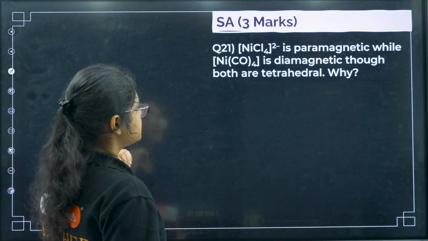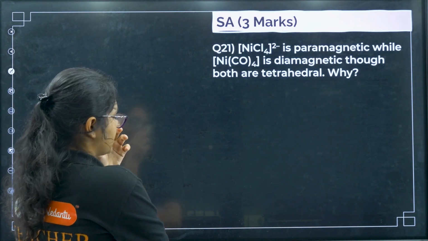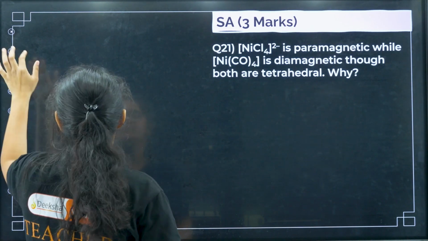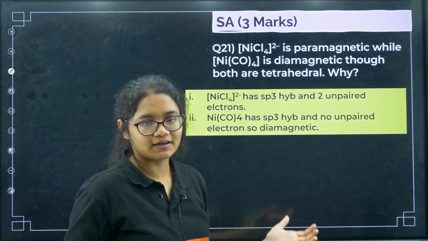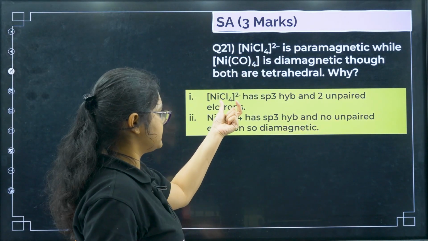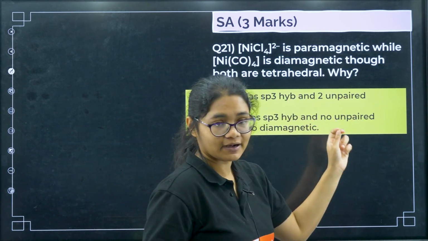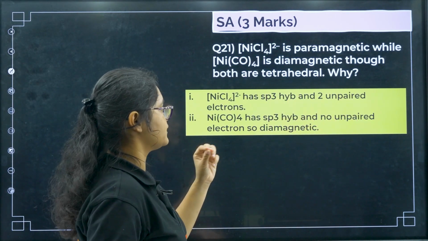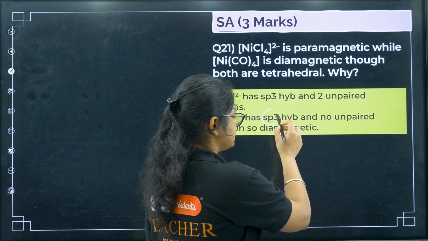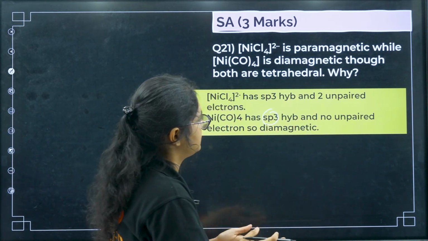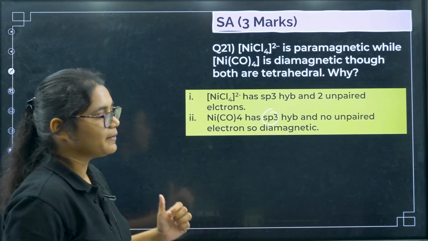Next, NiCl4 is paramagnetic while Ni(CO)4 is diamagnetic, while both are tetrahedral. Simple, whenever a magnetic question comes, paramagnetic means it has unpaired electrons. So you can write NiCl4 2- has sp3 hybridization and 2 unpaired electrons, so that is why it is paramagnetic. While Ni(CO)4 has sp3 hybridization, which is already given in the question, but it has no unpaired electron, so that is why it is diamagnetic.